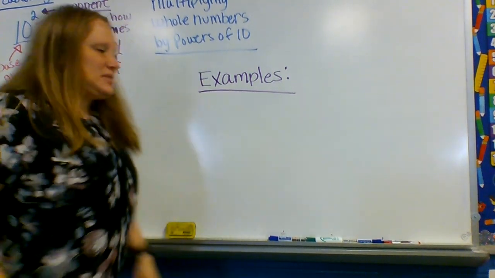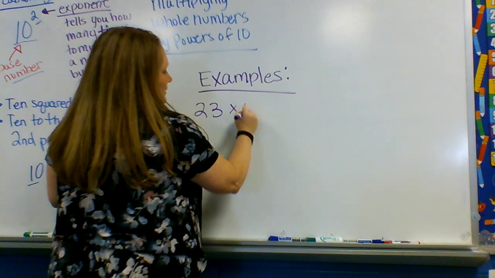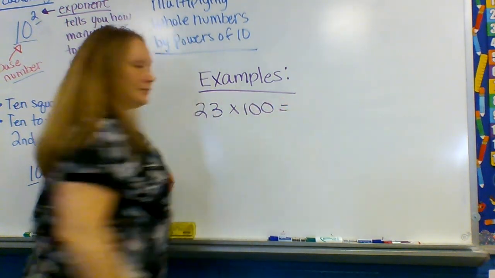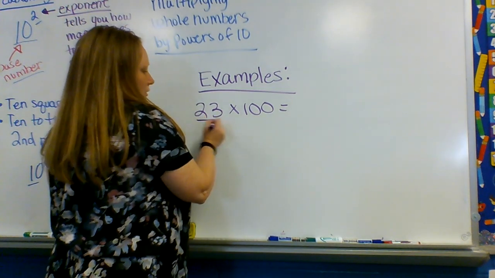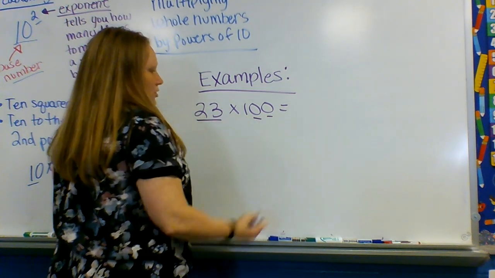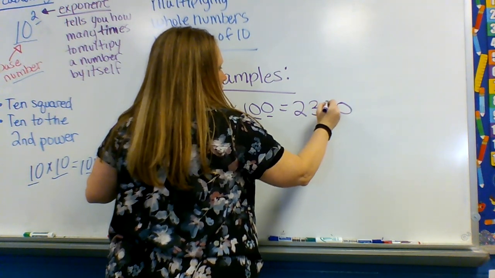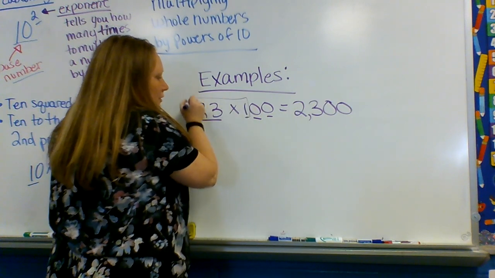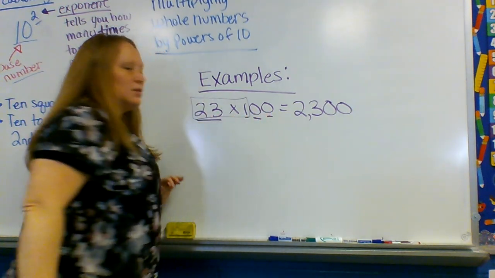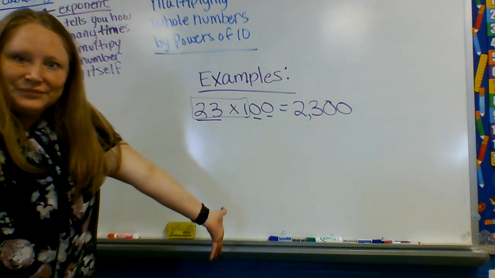All right, let's do some examples. All right, what if I had 23 times 100? Simple, right? Well, it's 23 with how many zeros at the end? 2. 23 with 2 zeros. 2,300. Because really it's taking 23 times 1 first, and then just putting 2 zeros at the end. Easy, right?